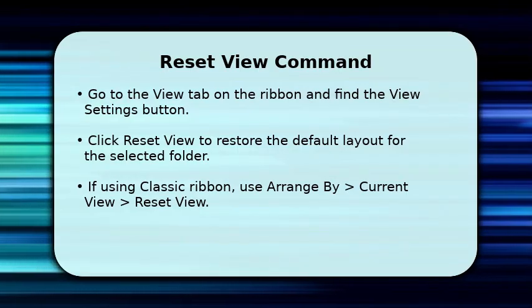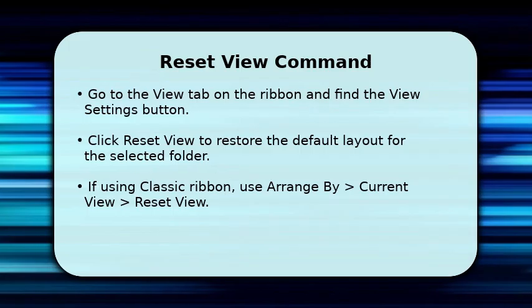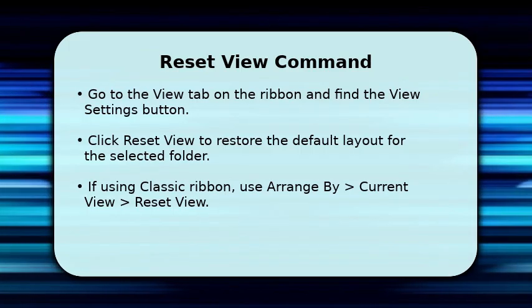If you prefer menu navigation, use Arrange by or Current View and pick Reset View. This does the same thing. Doing this resets only the active folder so you can preserve custom views elsewhere. Finish by restarting Outlook so changes fully apply and caches refresh.